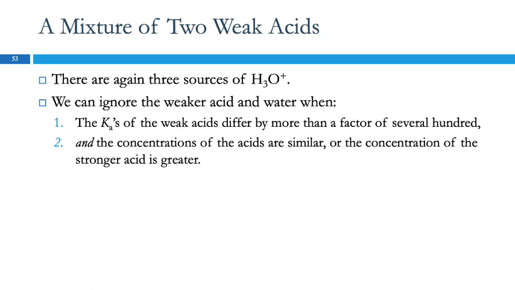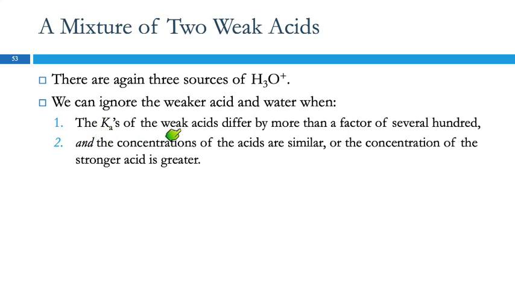What if we have 2 weak acids? Again, 3 sources of H3O+. We can't always ignore the weaker acid, but many times we can. So these are the conditions necessary to ignore the weaker acid and the ionization of water.